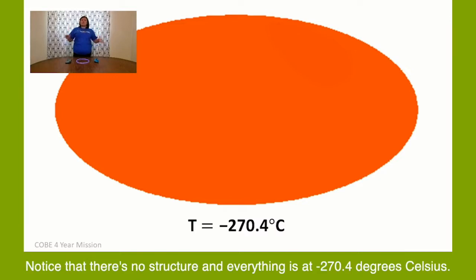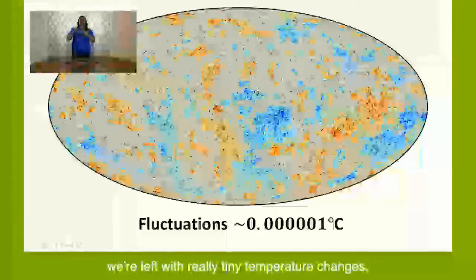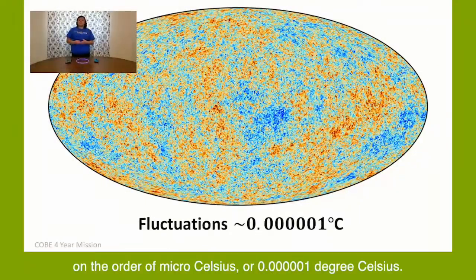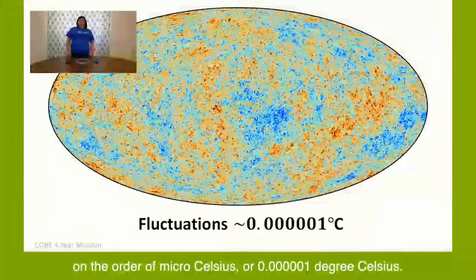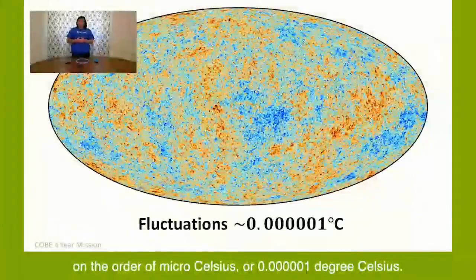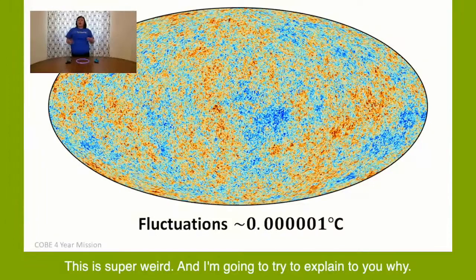Notice that there's no structure and everything is at negative 270.4 degrees Celsius. If the average temperature is subtracted off of this map, we're left with really tiny temperature changes on the order of microcelsius, or 0.000001 degrees Celsius. This is super weird, and I'm gonna try to explain to you why.